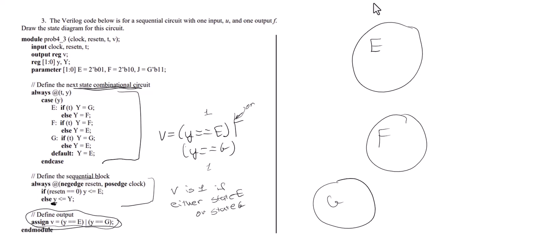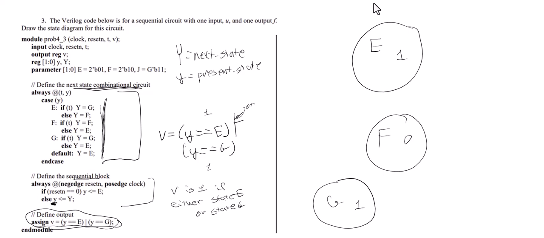You can tell what your present state is by looking at your sequential block. The next state is what you define when you're doing your combinational circuit. So capital Y is our next state, and lowercase y is our present state. If our present state is either E or G, then our output is 1. So our output would be 1 for E or G, and it would be 0 for F.